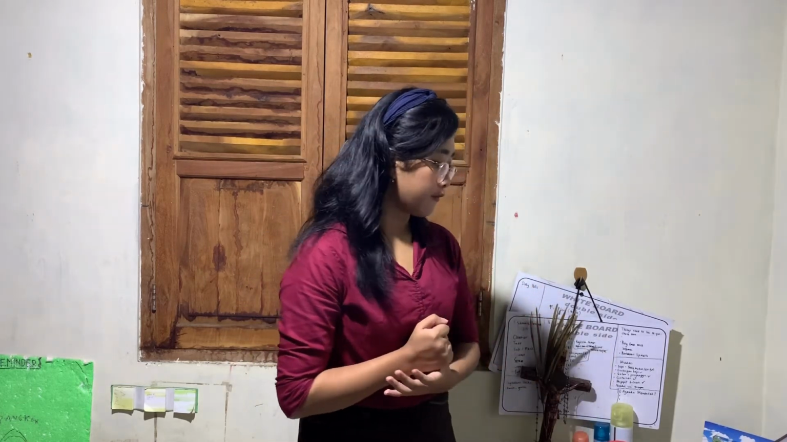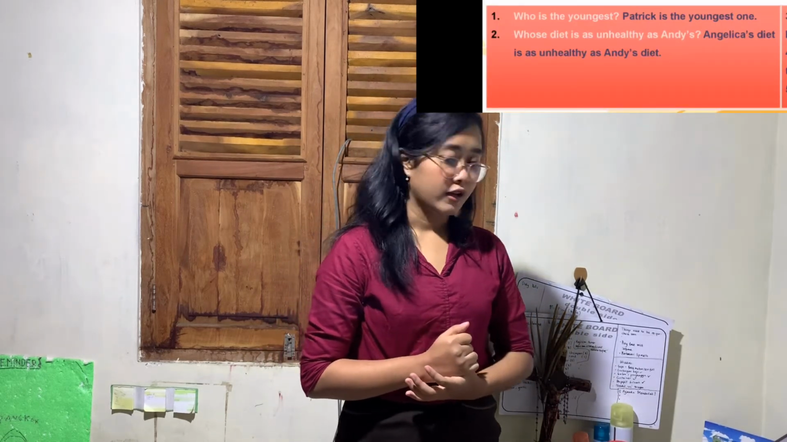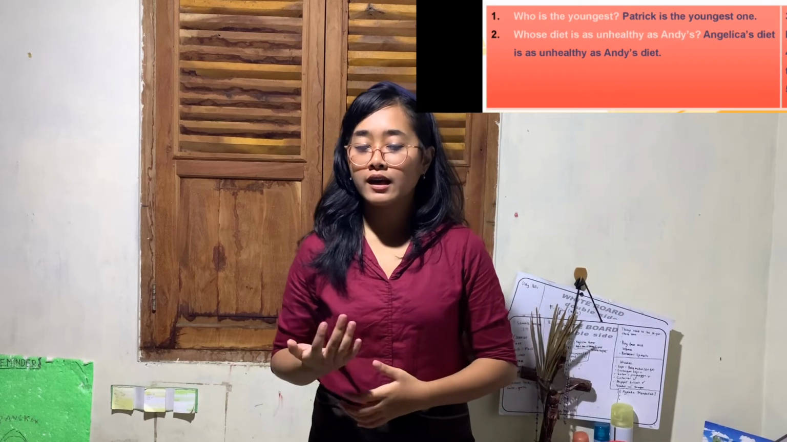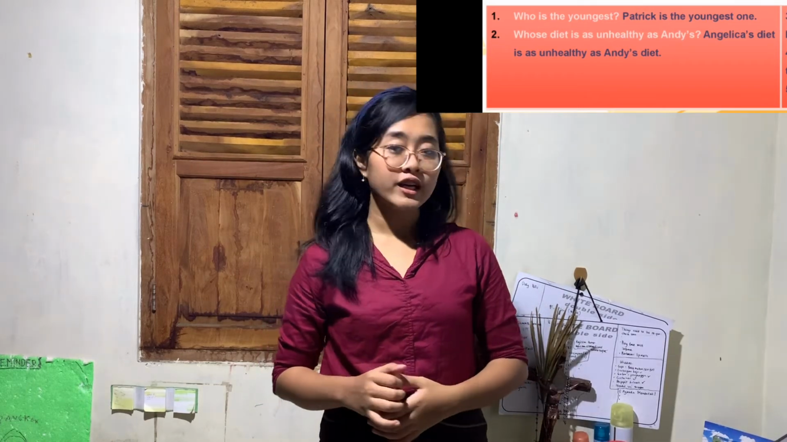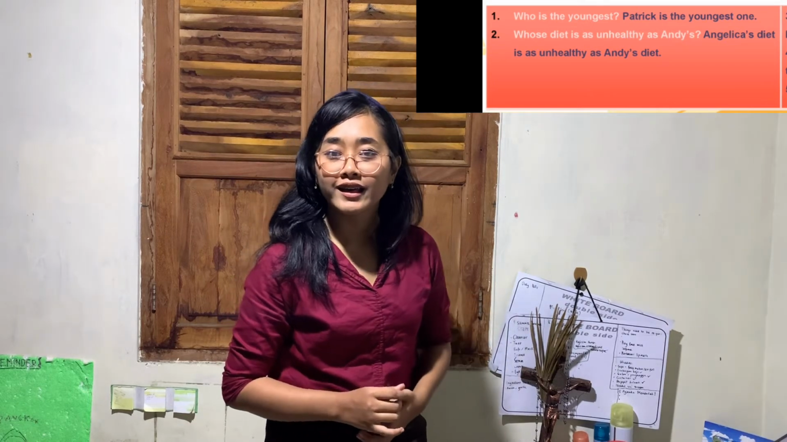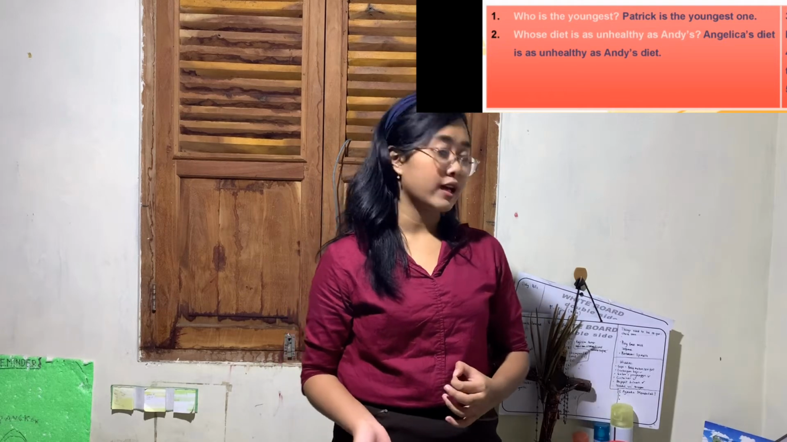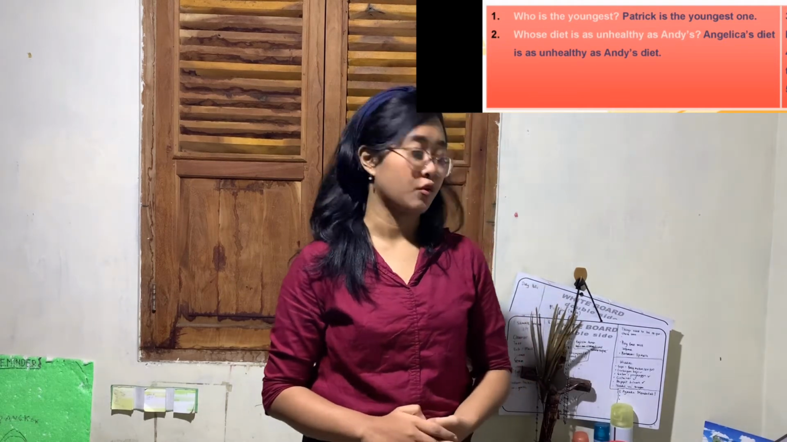Okay, thank you, Chandra, for reading the story for the class. Okay, let's discuss the numbers. The first number, who is the youngest? Anyone wants to answer? Yes, Tika? Patrick? Yes, Patrick is the youngest one. Why? Because he is 9 years old, based on the story.